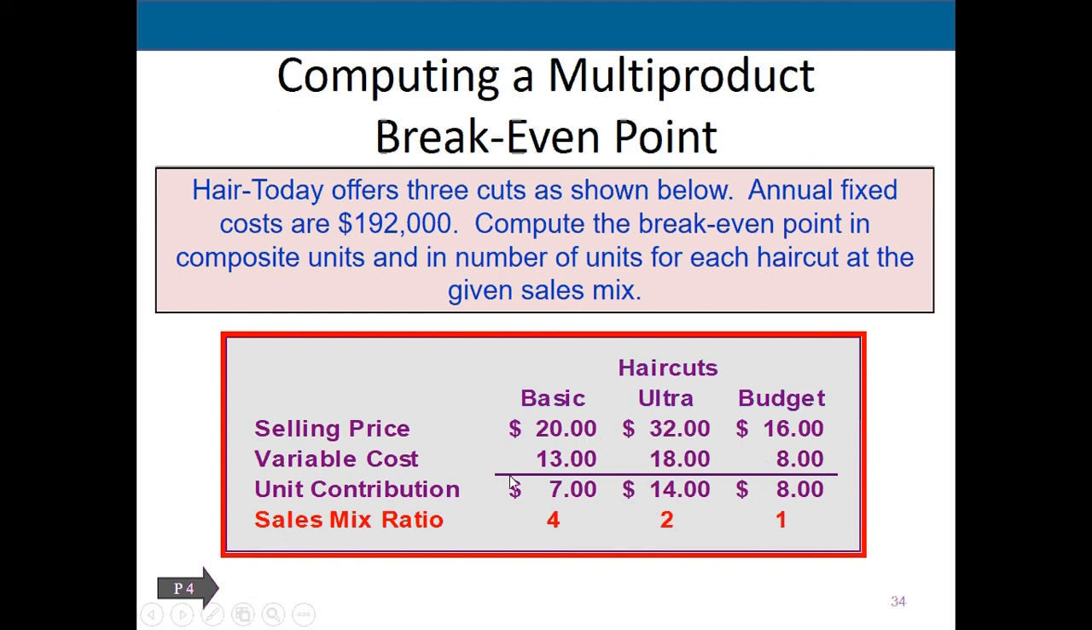So this doesn't change. We figured out the contribution margin for each of the 3 different types of haircuts. But what we're adding in here now is that we're dealing with this sales mix ratio. So what I'm just going to tell you right now before we even go there is that we need to find the composite selling price and the composite variable cost in order to get to the composite unit contribution. Question is, how do we do that, right?